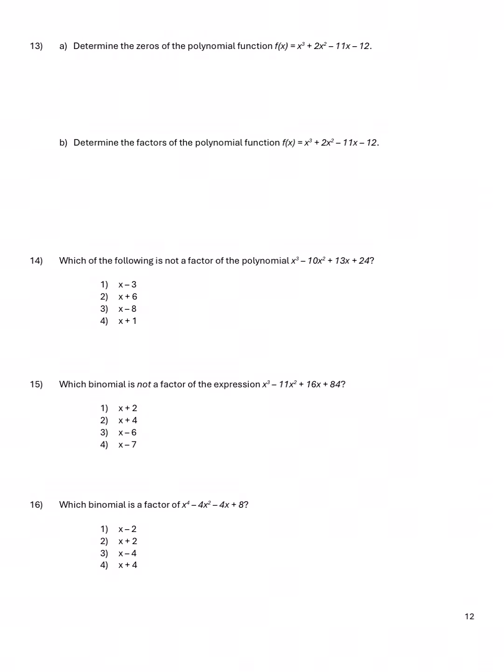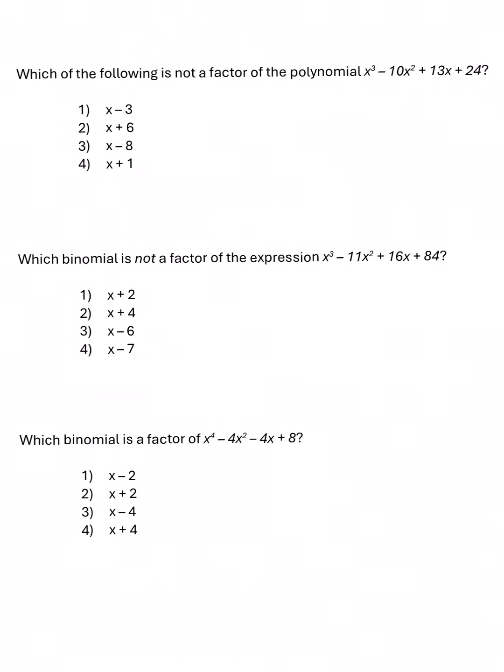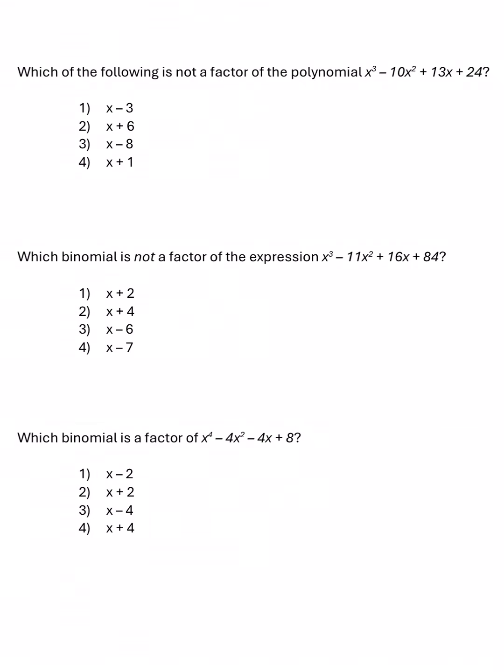Okay, if you turn to page 12, let's pick an example off that page. Let's pick number 15. Now this time they're not giving us a picture of a graph. It says, which binomial is not a factor of this expression? To be honest, if I were to first read this, I would think, oh, factor, let me try to factor this.